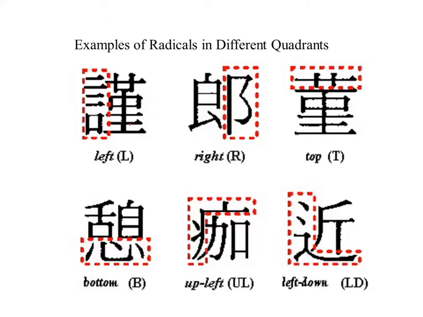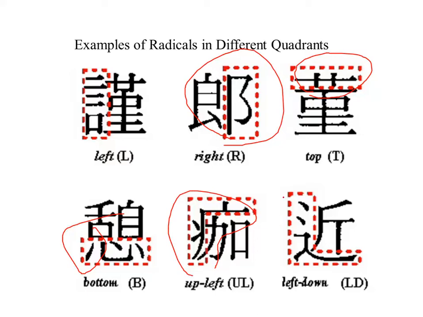So, for example, here we have a character where the radical is on the left-hand side. Here we have a character where the radical is on the right-hand side. I'll come back to that in just a second. Here it's at the top. Here it's at the bottom. And here it's on the upper left. Sometimes it's called the northwest. And here it's on the left down or southwest side.